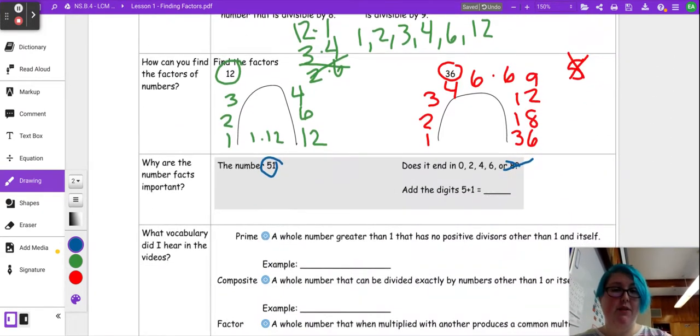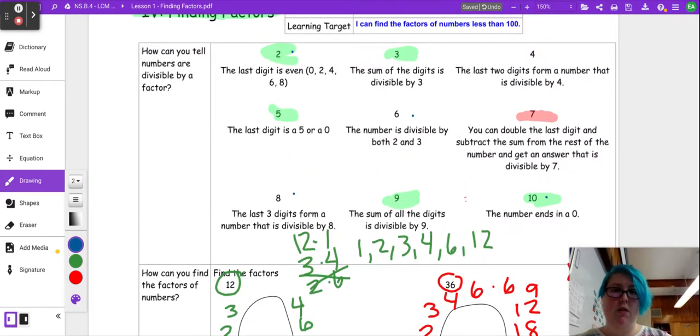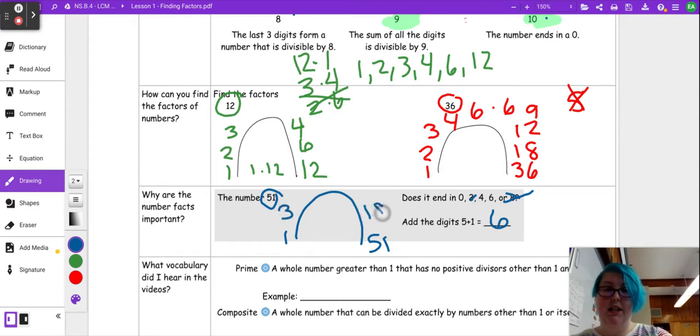So if we add 5 plus 1, that's 6. So let's look at our rules. The sum of the digits is divisible by 3. That means for 51, we have 1 times 51. It's not divisible by 2, but 3 times 17 is 51, because the digits add to 6, and 6 is divisible by 3. It's not divisible by 4, 6, or 9. So now we have our factors of 51.